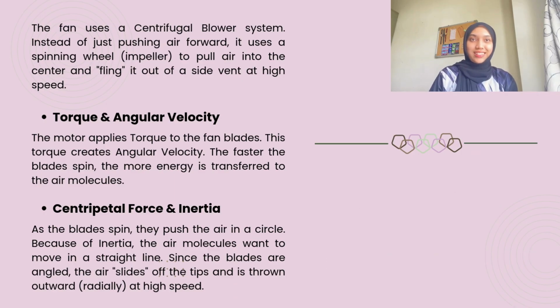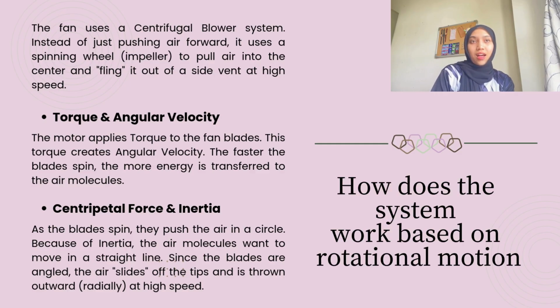So how does the system work based on rotational motion? Basically, the fan uses a centrifugal blower system. Instead of just pushing air forward, it uses a spinning wheel, which is the impeller, to pull air into the center and fling it out of the side vent at high speed.